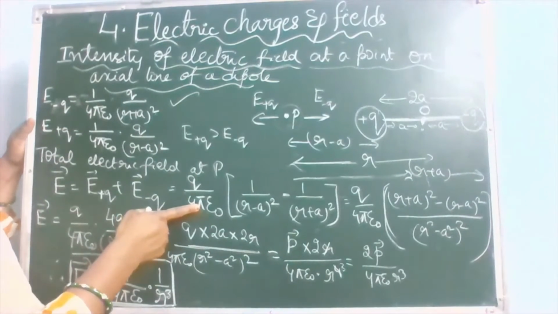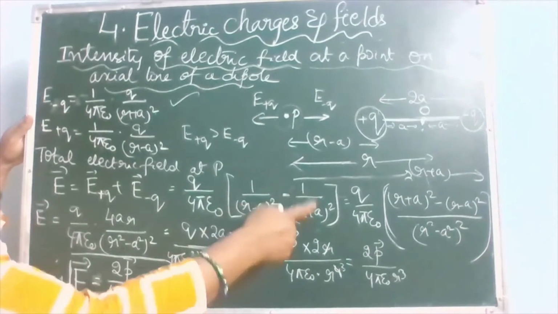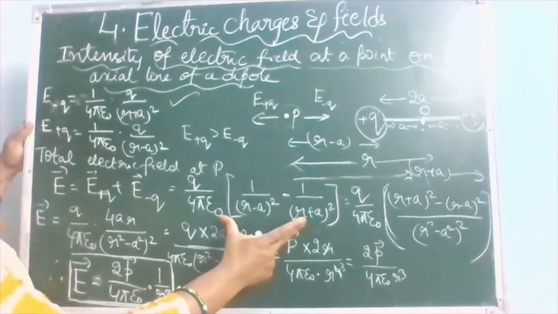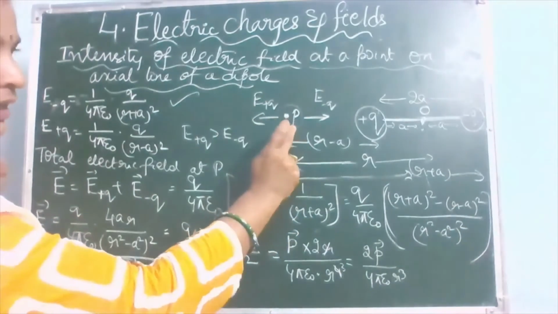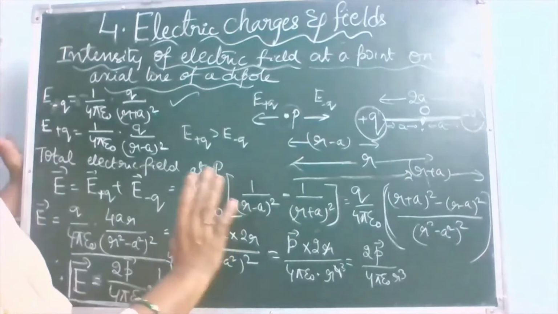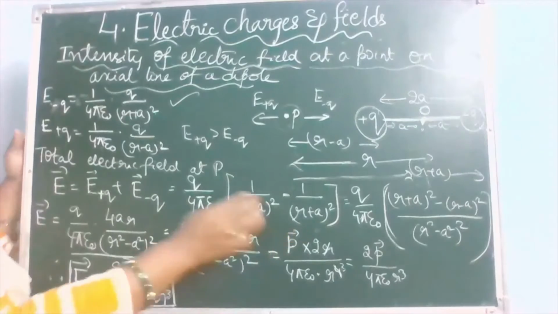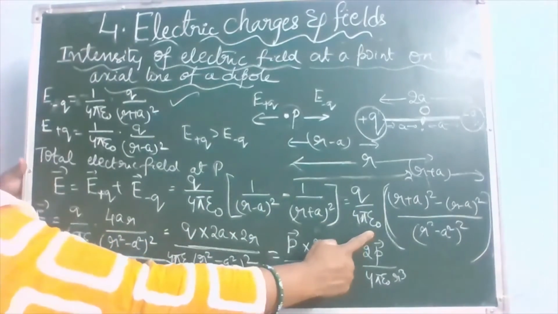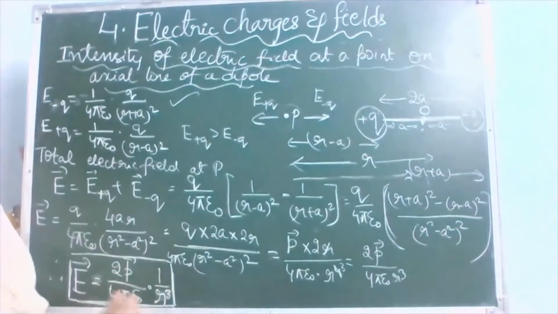So 1 by (r minus a) whole square minus 1 by (r plus a) whole square. This is the resultant electric field intensity at P. So this one we have to take like this. On solving this, q by 4 pi epsilon naught, on solving, (r plus a) whole square minus (r minus a) whole square by (r square minus a square) whole square.